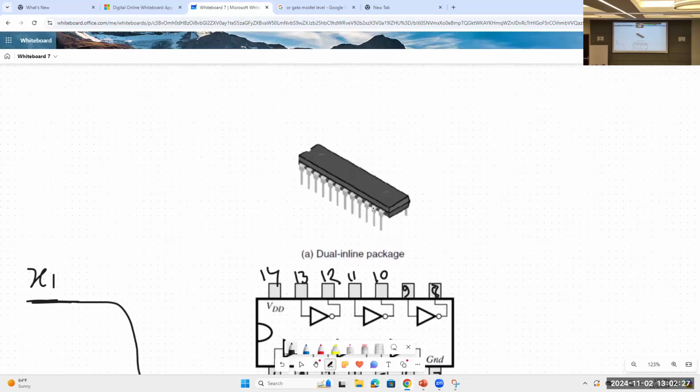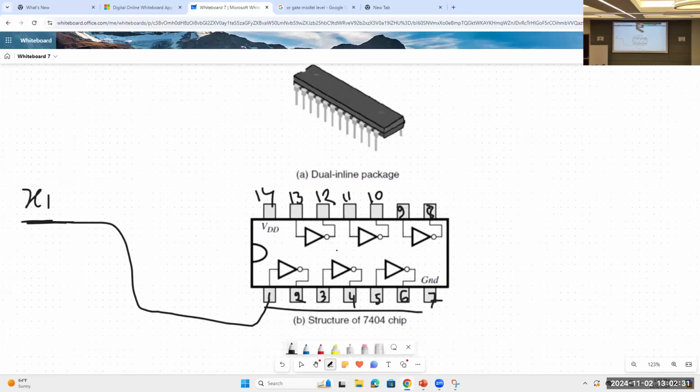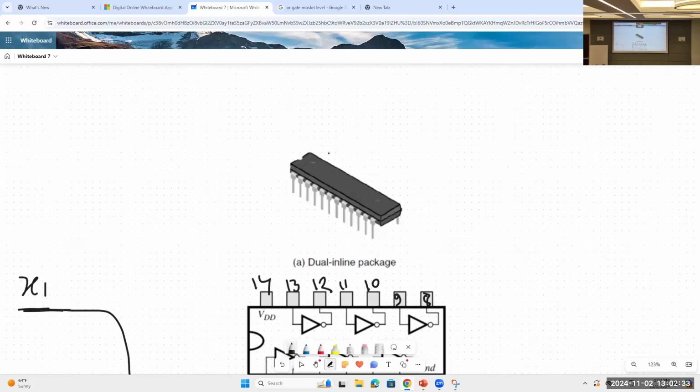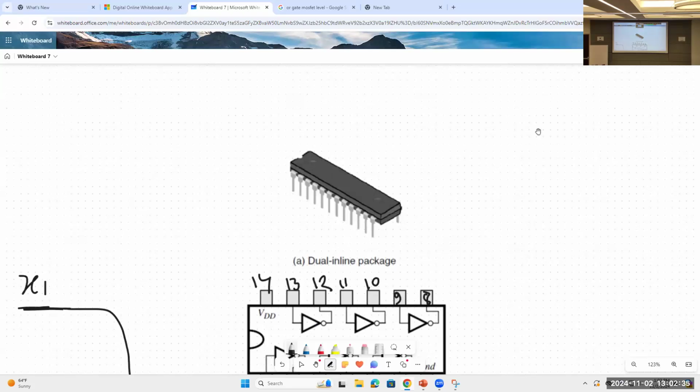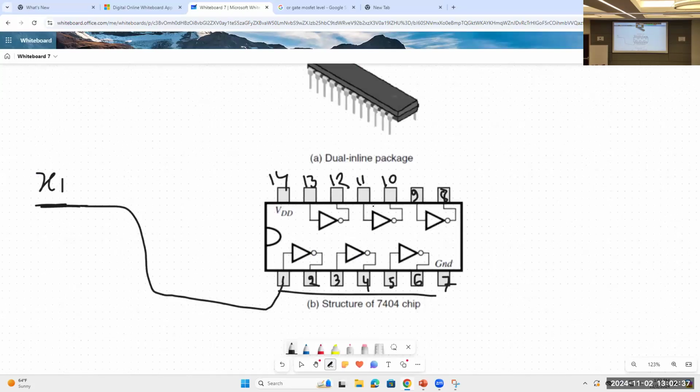Practically, the chip will look like this. Okay, these NOT gates are written in the pin diagram, but it will not be shown here. So you have to keep this in mind. I mean, when you make connections, you have to know. You do not have to memorize, but you will have this pin diagram. If you search on the internet for 7404 pin diagram, this will show up. And from this you can just connect them.